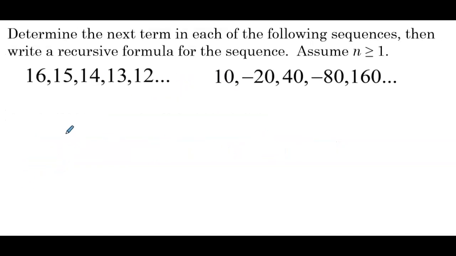So determine the next term in each of the following sequences, then write a recursive formula for the sequence, assuming n is greater than or equal to 1. The reason determining the next term is helpful, it helps us identify the pattern. So if we're looking here, it seems that the pattern is to subtract 1 to get from one term to the next. So the next term in the sequence would be 11.